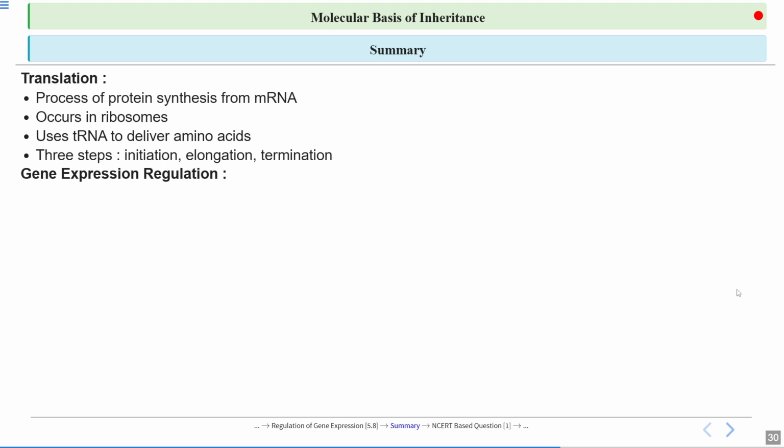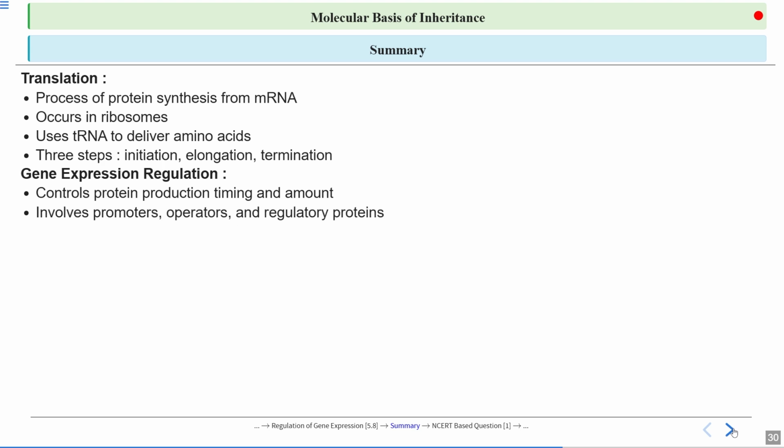Then we talk about gene expression regulation. It controls the protein production, timing and amount, and involves promoters, operators and regulatory proteins. So we know the role of the promoter, operators and regulatory proteins. In the lac operon, what was the regulatory protein? That was the I gene, which was producing the repressor protein. Whereas the operator is a DNA sequence present near the promoter, and if the repressor protein goes and binds to it, it will not allow the RNA polymerase to bind.